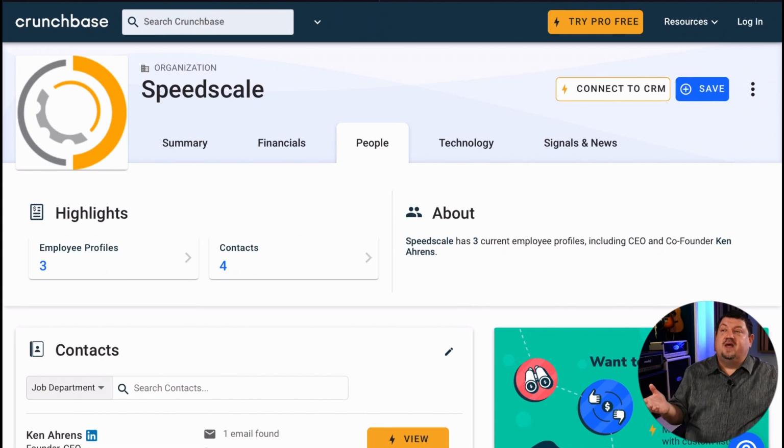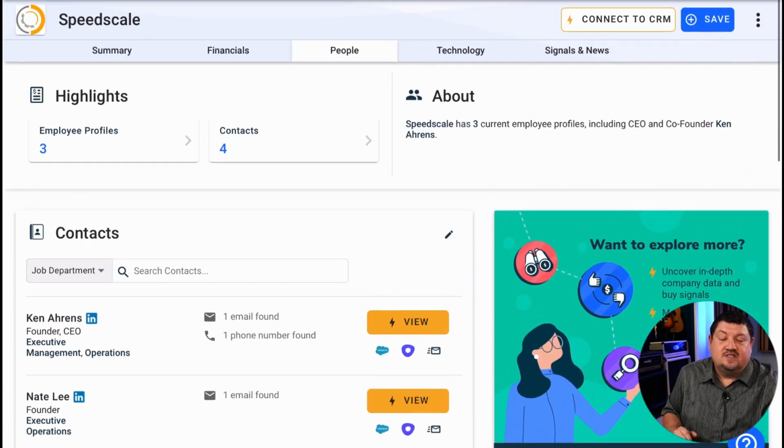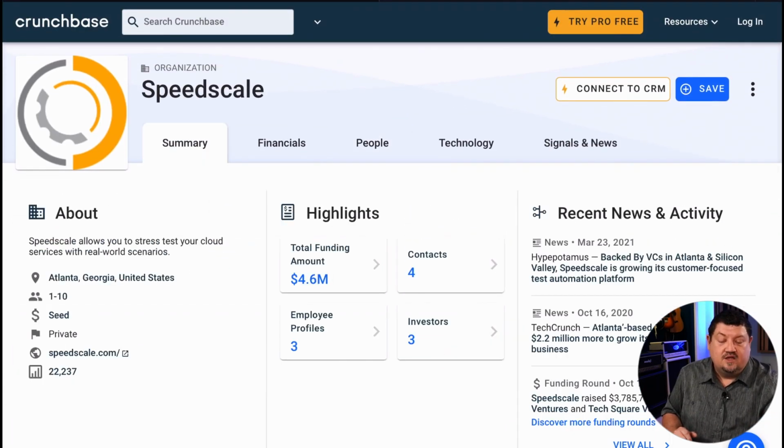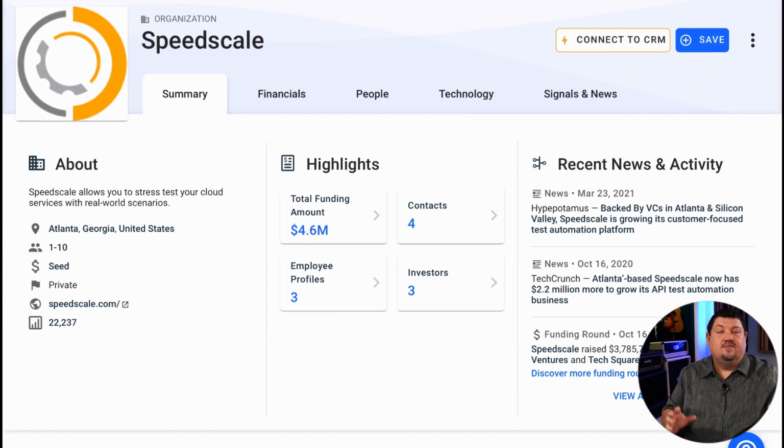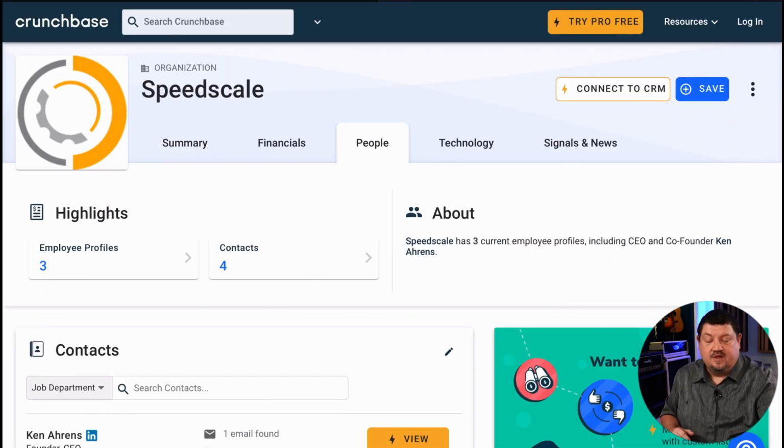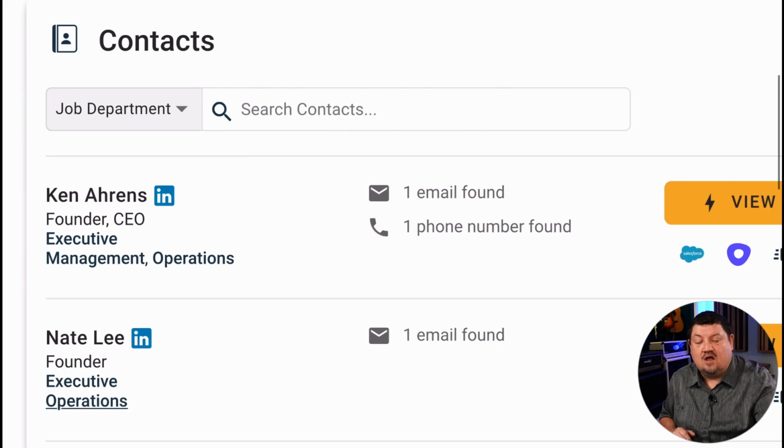So I want to take a look at this website on Crunchbase about SpeedScale. It's a startup company that's gotten a few rounds of seed money here, and you can see they haven't been around that long. But I found out about them. There were a few articles on top Kubernetes performance testing products, and SpeedScale came up in the list.